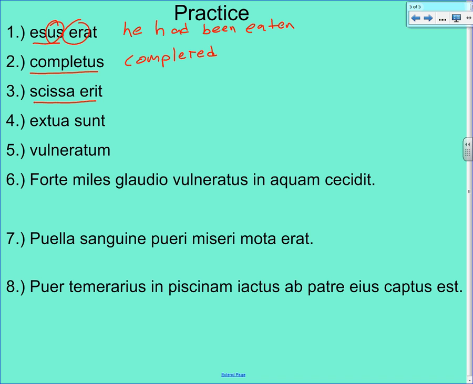This time I have "she" because it is singular, because of the T. Singular and nominative, A is feminine, so I have "she." The ERI tells me it will have been. And then skisa is cut. She will have been cut.